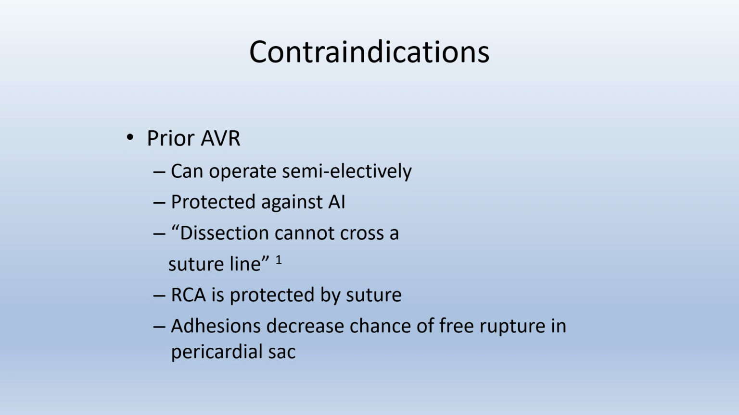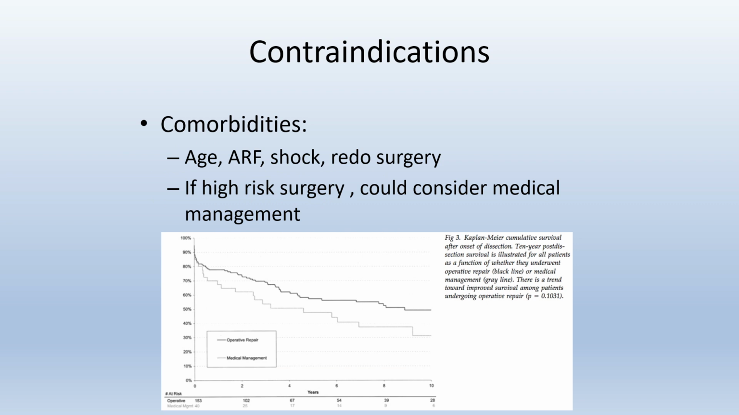With prior AVR, you can operate semi-electively, protecting against AI. Dissection cannot cross a suture line, and the RCA is protected by the suture. Adhesions decrease the chance of free rupture in the pericardial sac. Contraindications and comorbidities: age, ARF, shock, redo surgery. If high-risk surgery, could consider medical management.